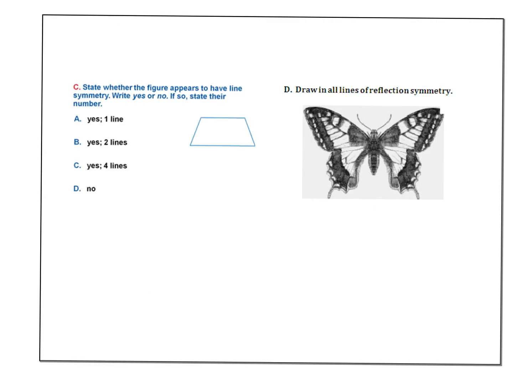Here, do I have one line? Yes. That would be the only line. I can't go diagonally. I can't go across. None of those would work. Okay, this one, just no. I can't go diagonally either.